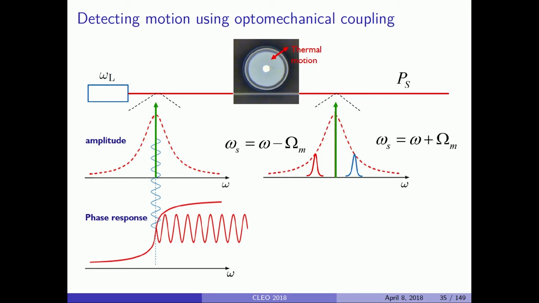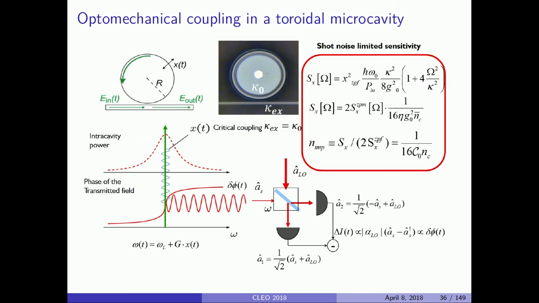Well, you send light into the resonator. You generate sidebands, Stokes and anti-Stokes. This is the phase modulation imprinted by the motion. And how would you measure these phase fluctuations? Obviously, you can't just put a photodiode here because you can't measure phase fluctuations with a photodiode. You need what we call a homodyne detector. So you superimpose the output field with a local oscillator field derived from the same input laser.